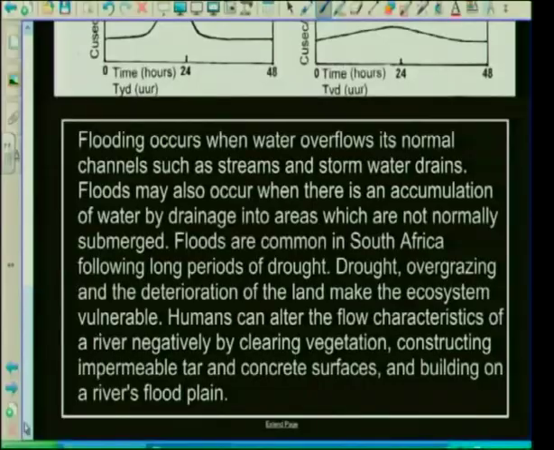Flooding occurs when water overflows its normal channels, such as streams and stormwater drains. There they're just giving us a definition for flooding. Floods may also occur when there is an accumulation of water by drainage into areas which are not normally submerged. Floods are common in South Africa following long periods of drought, overgrazing, and the deterioration of the land makes the ecosystems vulnerable. Humans can alter the flow characteristics of a river negatively by clearing vegetation, constructing impermeable tar and concrete surfaces, and building on the river's floodplains.